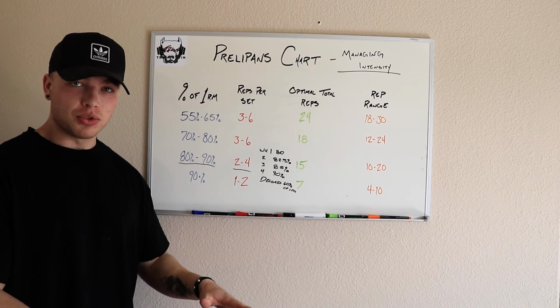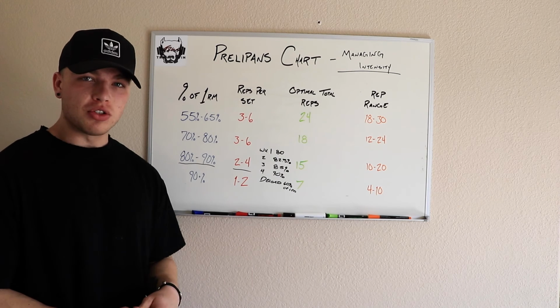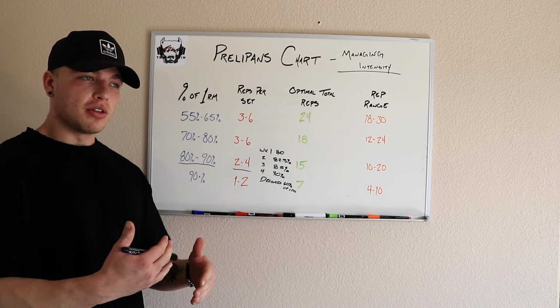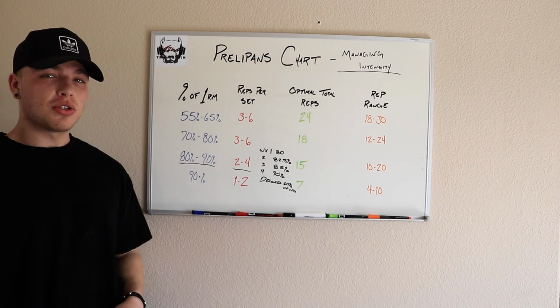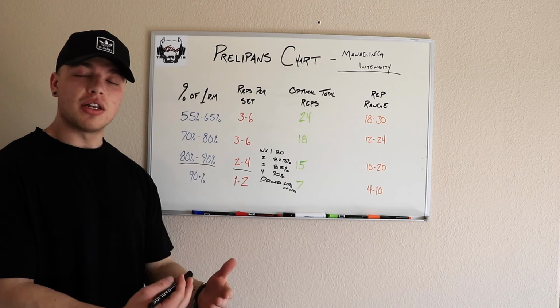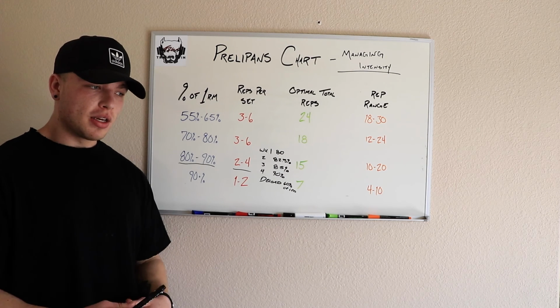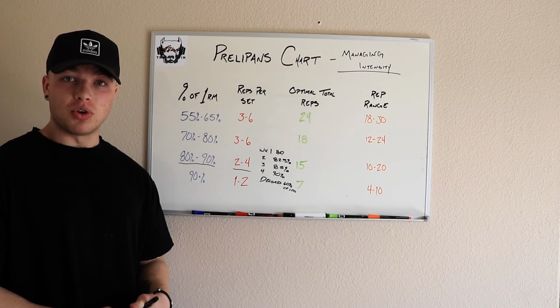It's a very simple tool that can be used within our programming to help alleviate the risk of detraining or alleviate the risk of not seeing any form of results. Implying Prilepin's chart with the understanding of supercompensation and the understanding of progressive overload will then make it to where your results come to you a hell of a lot more efficiently.